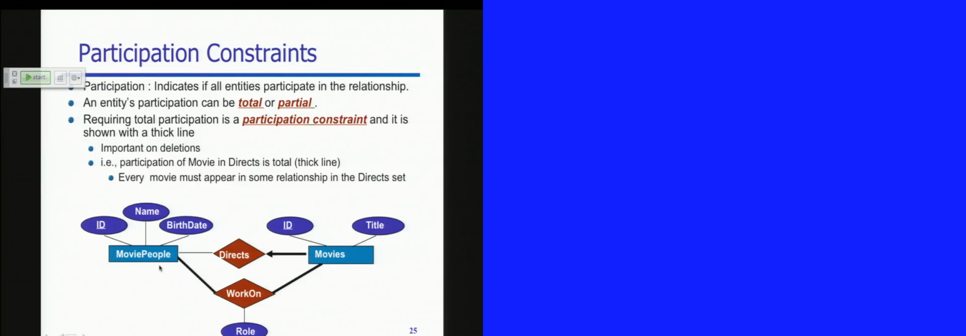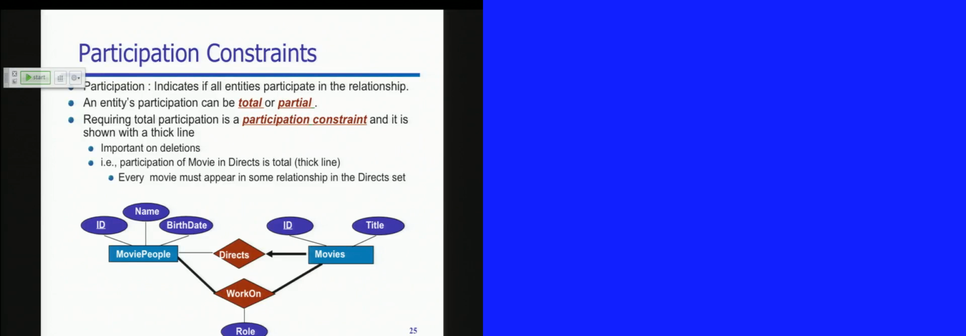To be considered a movie people, you need to have participated in at least one movie. And to be a movie, you need to have at least one person having participated in your movie. So you wouldn't be a movie people if you haven't ever worked in a movie, and you wouldn't be a movie if no one's working on your movie. Does that make sense?